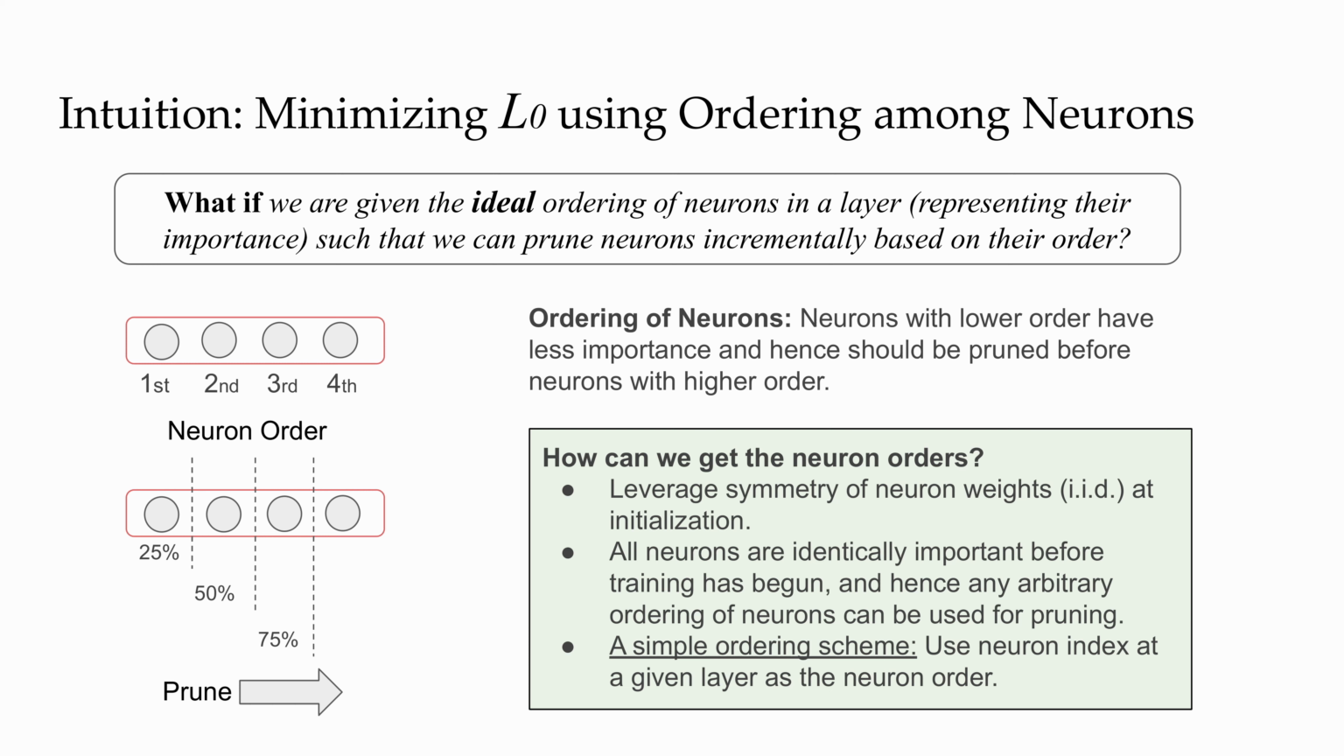In particular, since the weights of every neuron are independent and identically distributed before the training process has begun, all the neurons are equally important for pruning. Hence, any arbitrary ordering of neurons in the layer can be used to perform pruning. For simplicity, we use the index of a neuron at a layer as its neuron order in our pruning procedure. We empirically demonstrate in our paper that random permutations of neuron orders have no effect on pruning quality.